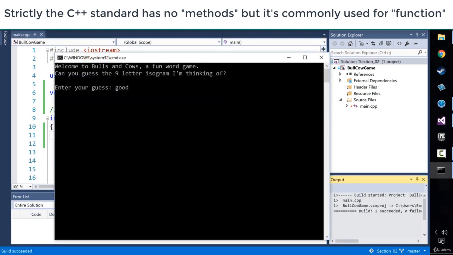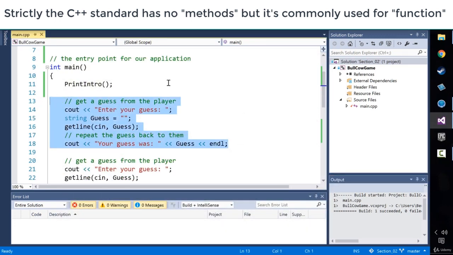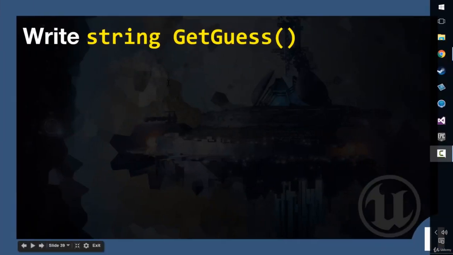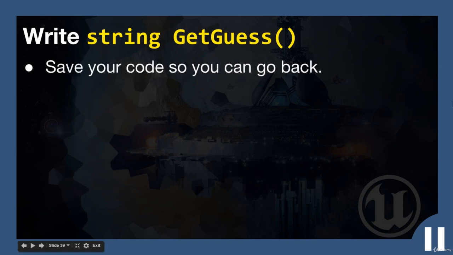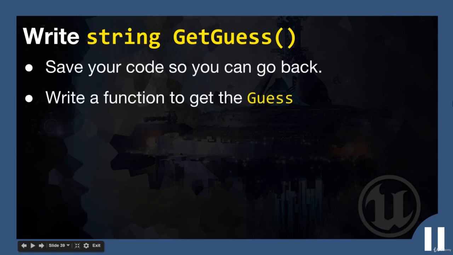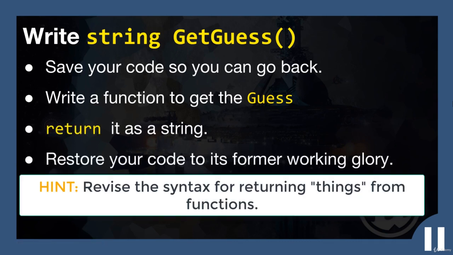It does. Good, good. Okay, now, next thing, we want to put this stuff here into a method of its own. And guess what? That's going to be a challenge for you. I want you to write string getGuess as a function. Save your code so you can go back in case you mess things up. Write a function to get the guess. Return it as a string at the bottom of the function and restore your code to its former working glory.